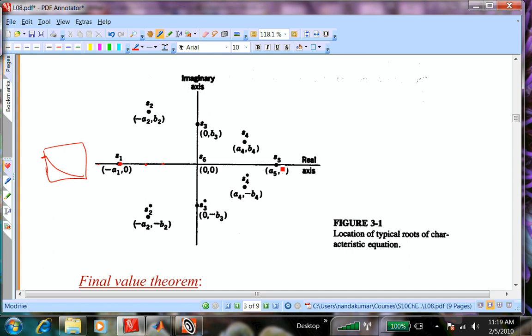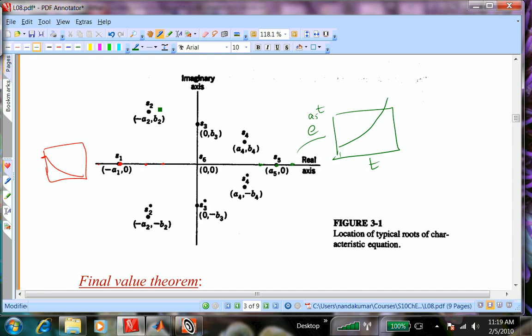Similarly, if I have an eigenvalue on the right-hand side of the real axis, anywhere here, then it is positive. What will the solution look like for this one? It is e to the power a5t, an exponentially growing solution. It's going to blow up. These are unstable solutions. You don't want them in a chemical plant. You don't want any positive eigenvalues, because they always give rise to blow up.